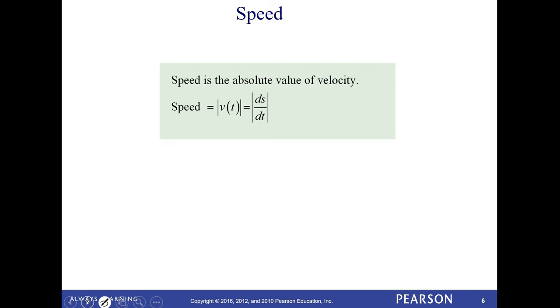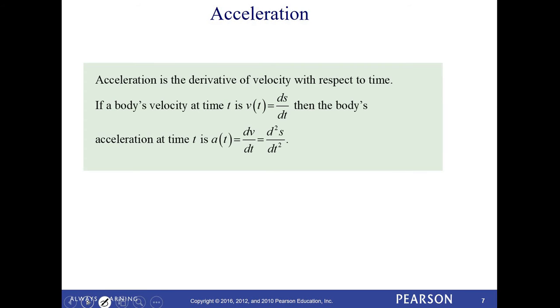Speed is the absolute value of velocity. Again, pause whenever you need to write down what you need to have in your notes. And acceleration is the derivative of velocity, or the second derivative of position. So if a body's velocity is v of t, then the acceleration is dv/dt, or the second derivative of position.